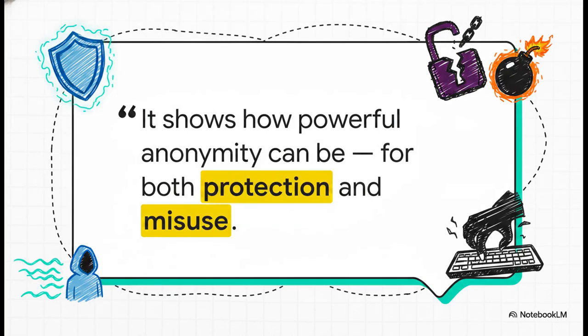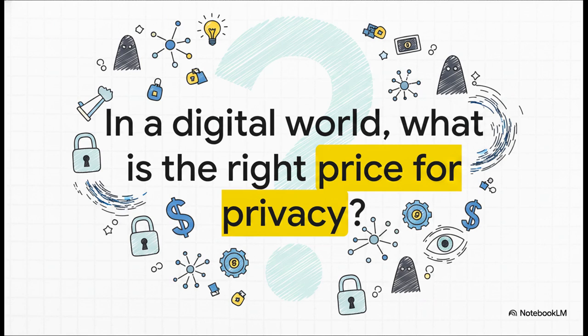And really, this is the main takeaway. The dark web demonstrates, in the most extreme way possible, that the very same tool that can protect the vulnerable can also be used to empower the malicious. It's a perfect reflection of both the best and worst possibilities of a truly anonymous internet. And that leaves us with a final, kind of lingering question. In a world where so much of our lives are tracked and monitored, what is the right price for privacy? And what are the unavoidable costs that come along with it?